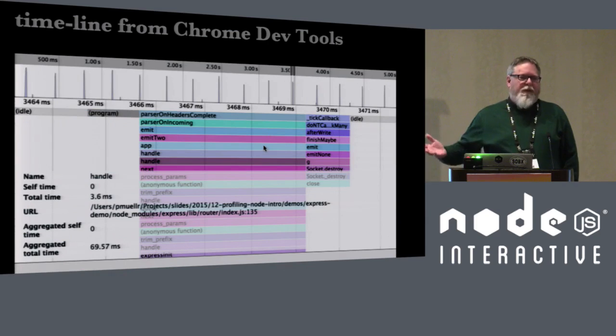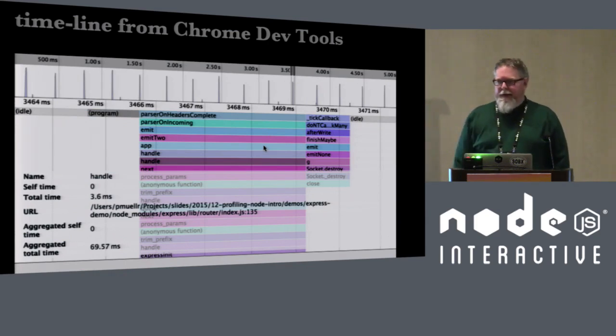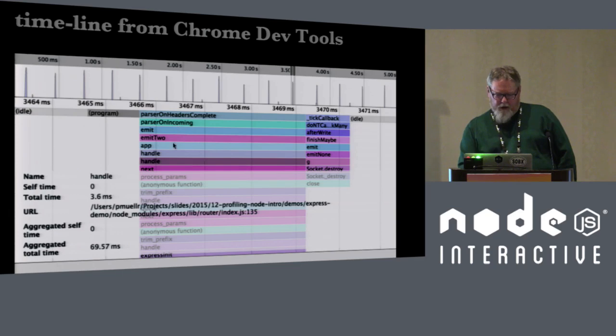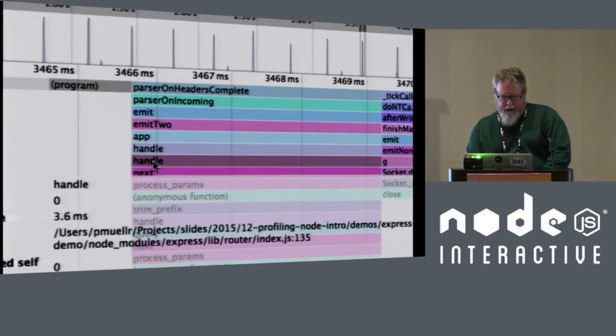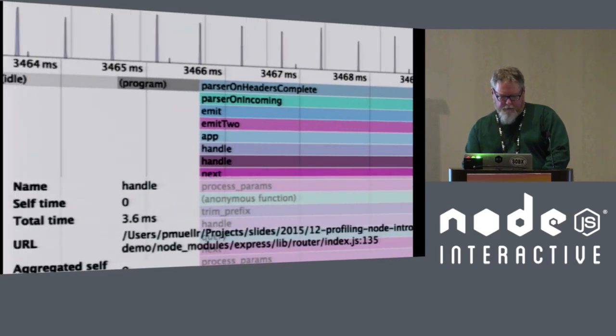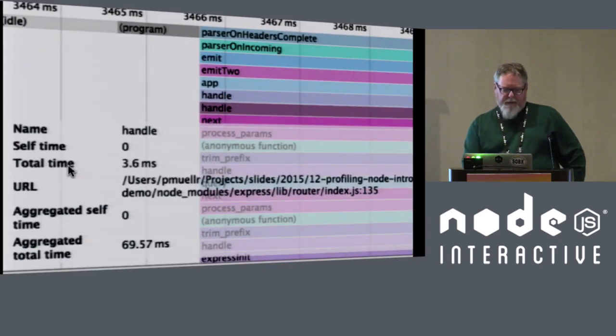This application wasn't very busy. It just wakes up about three times a second and does something. So you end up seeing these little things you can narrow in on, and you can look at the functions that got invoked. Here I clicked on the handle function, and we're seeing some of those values I just talked about, the self time and the total time.